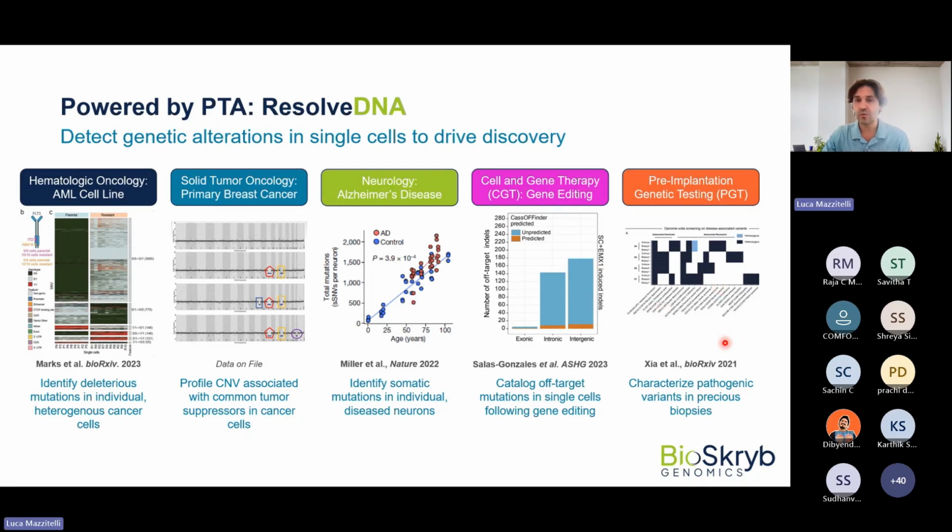And PGT is also another field of application when working with precious samples. Researchers are using this to characterize pathogenic variants. So those are some examples, and I'm going to show you during the presentation a few papers on how researchers really used this technology.